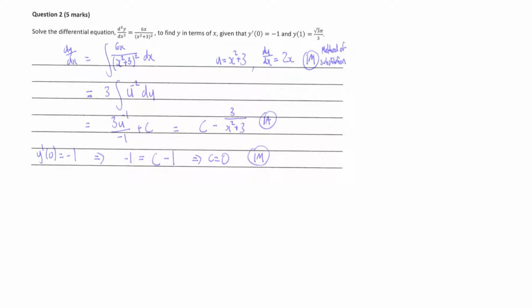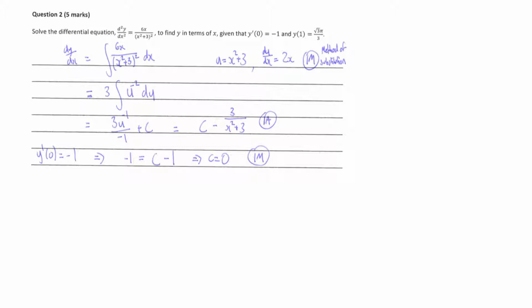Okay, question two was solving a second order differential equation. There was the rule and you were told the value of the gradient at x equals 0, y dash of 0 is equal to minus 1, and you're told a point on the curve itself. So when x is equal to 1, y is root 3 pi on 3. Quite a strange sort of y value, but it makes sense when you get there.